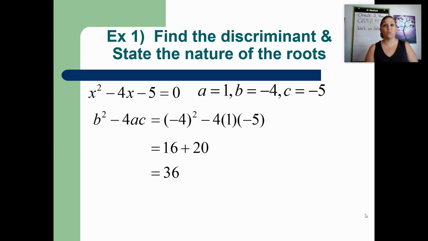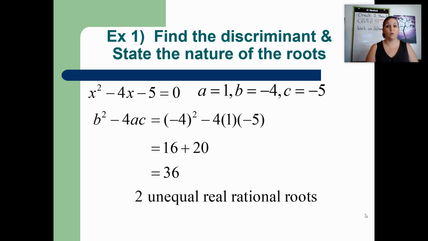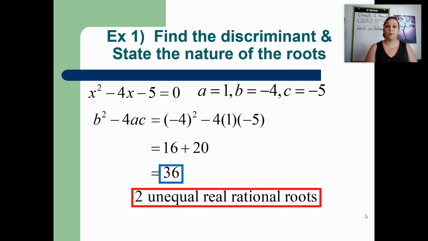Next, we need to choose which of the phrases we should use for this. So here I have a positive number, and there were two options for my phrase for positive numbers. So I need to go one step further, and I need to say that 36 is a perfect square. I know the square root of it, it's 6. So since this is a perfect square, I'm going to use my first option, which was two unequal real rational roots. So again, these are my two answers. The number 36 is my discriminant, and then I have my phrase.